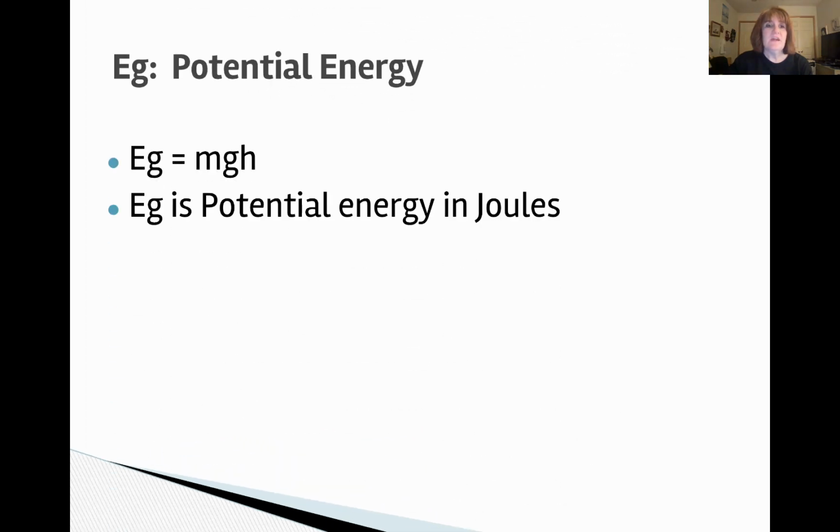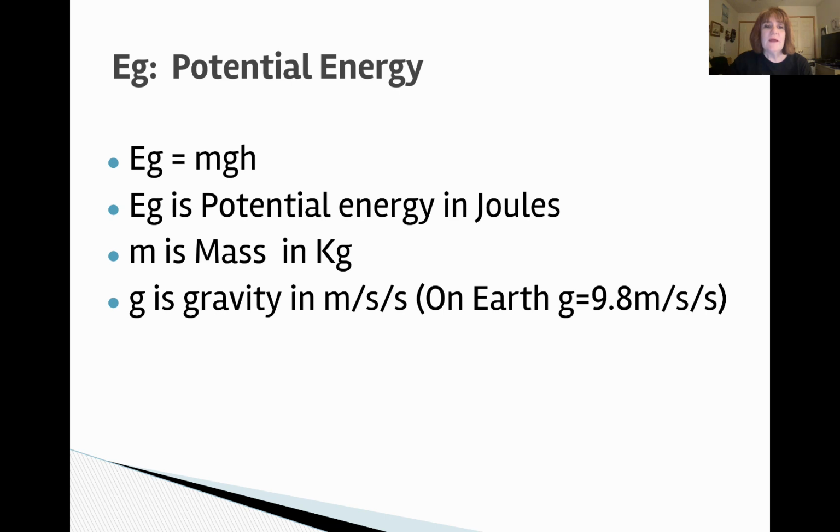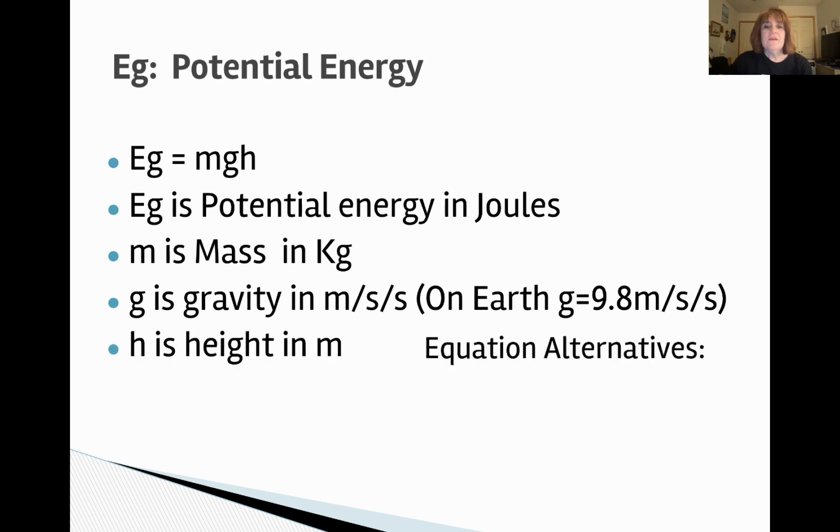So on your formula sheet, EG is equal to mgh. EG is potential energy in joules, m is mass in kilograms, g is gravity in meters per second squared, and on Earth that would be 9.8 meters per second squared. H is height in meters.